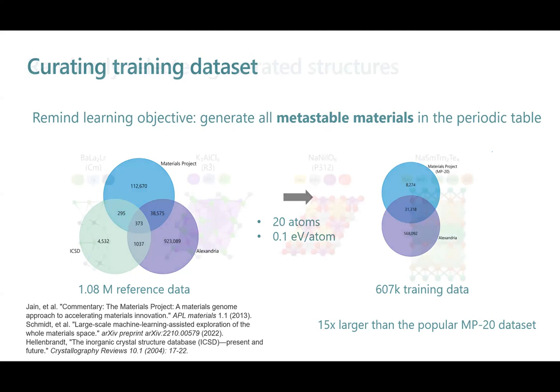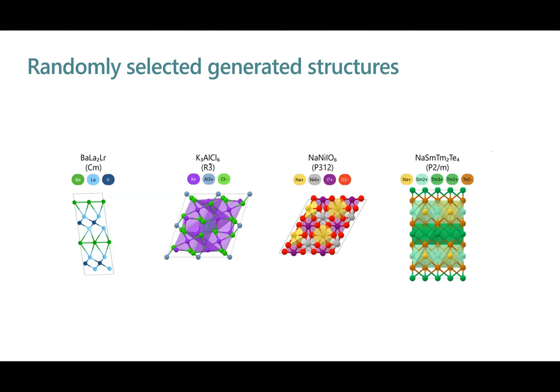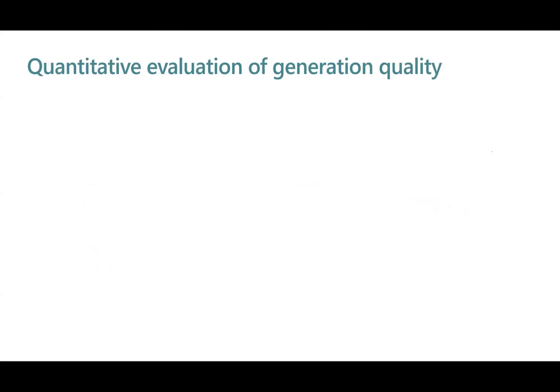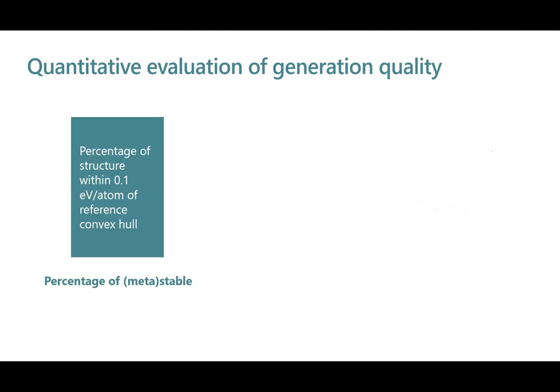We use this data set to train our model, and then you can generate some crystals. This is a set of randomly selected crystals. If you are a materials scientist, you will realize that they look quite reasonable from a materials science perspective. They look symmetric, have reasonable local structures, no atoms colliding, etc. But of course, we want to go deeper and have a quantitative evaluation, which is always a hard problem, especially for generative models.